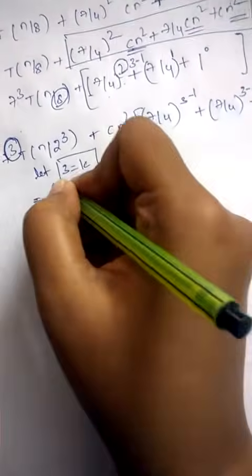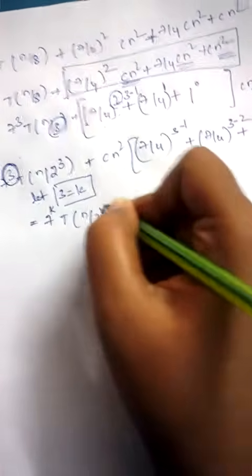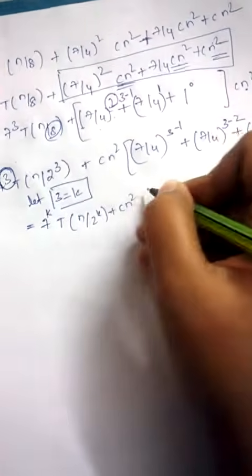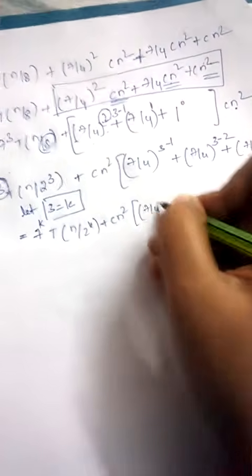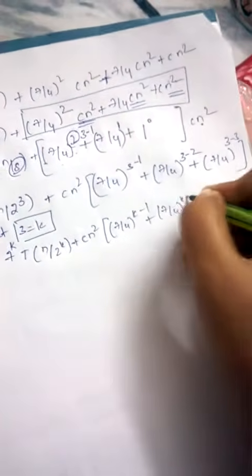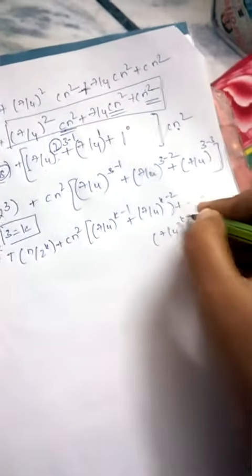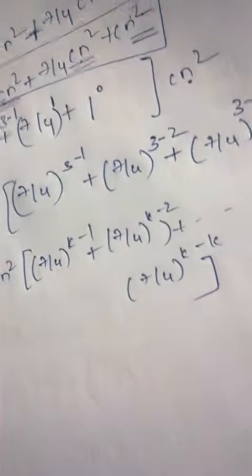Now let's see: 7 power k T(n/2 power k) plus cn square of (7/4) power k minus 1 plus (7/4) power k minus 2 plus so on up to (7/4) power k minus k. So this is the final equation. Now we have to resolve this equation further.